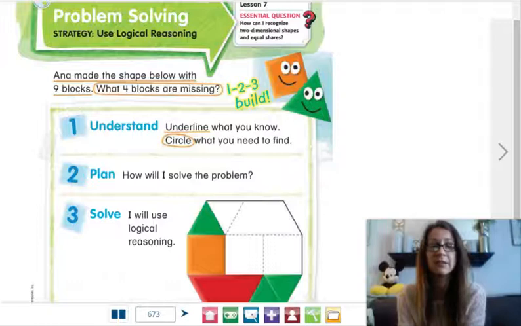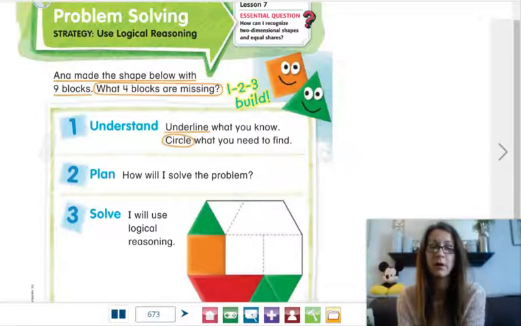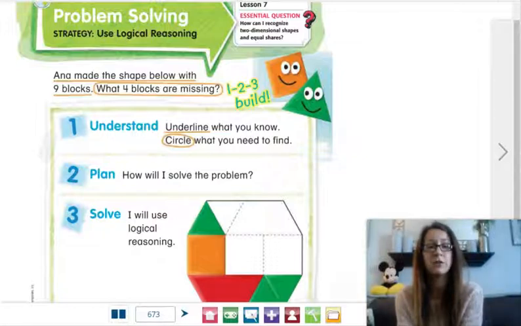You're going to need page 673 in your math book, and we're going to read the word problem here at the top. They already have our word problem underlined and circled. So our steps here for solving word problems are all spelled out for us again. So our first step is to underline the information that we know and to circle what we are trying to find. So here's our word problem. It says, Anna made the shape below with 9 blocks. What 4 blocks are missing?